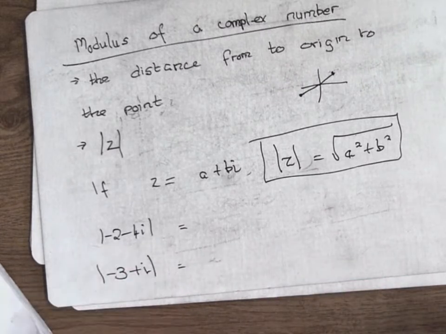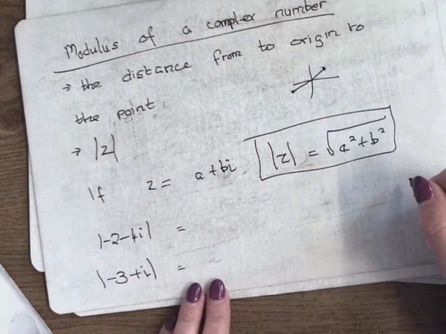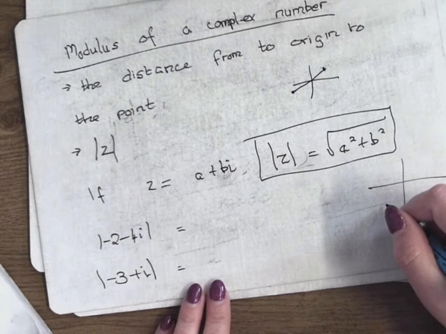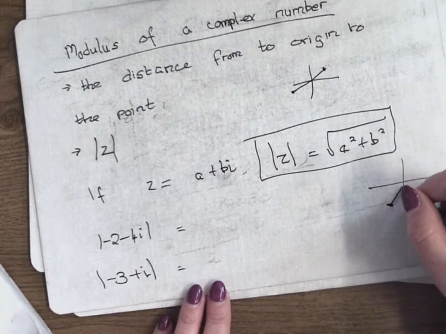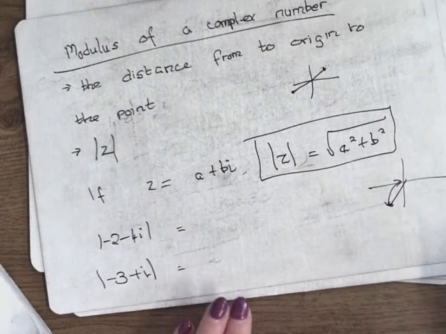For example, if I asked you to find the modulus of this complex number, minus 2 minus 4i, you don't need to draw it. But minus 2 minus 4i would be across to minus 2 down to minus 4. You're basically getting the length of that line. So that's what they're asking you, to find the length of that line.